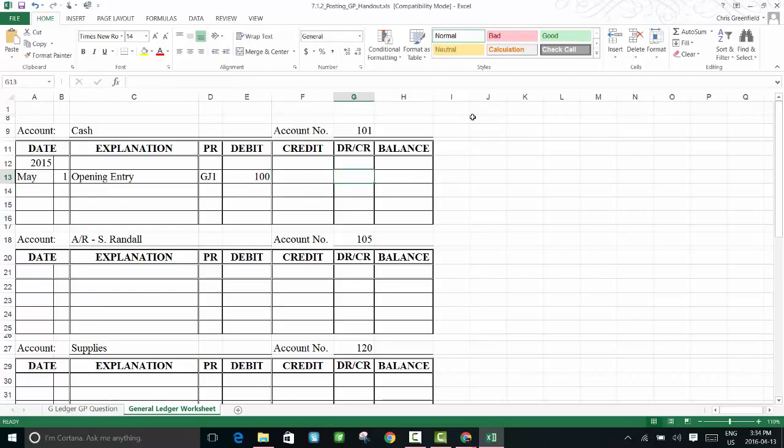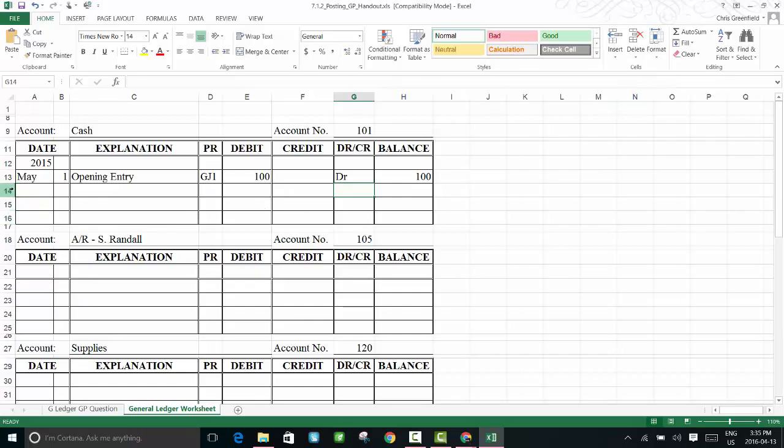I have no balance before. It was zero, so 0 plus $100 debit means that I'm going to have $100 balance, but also I have to think about my debit and credit. So I had 0 to begin with. I've added $100 debit, so I have more debit than I have credit. So that means that my new debit credit indicator is going to be debit, right?